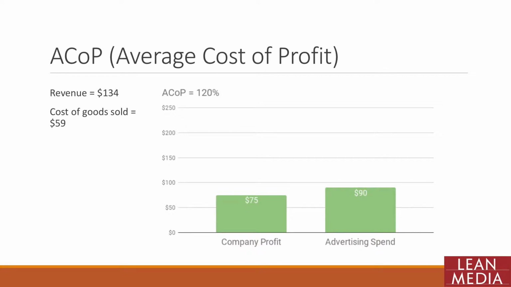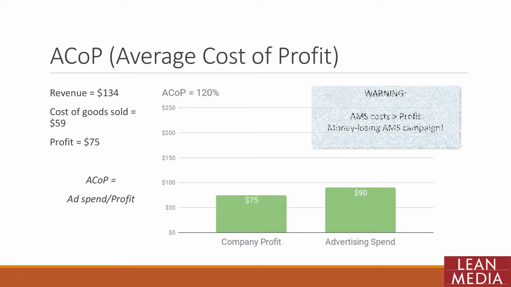Your company gets $134 in revenue, but the cost of the goods sold is $59. And let's assume that these costs include other operational costs to run your company, etc. So the profit that you're dealing with is $75, but you're spending $90. And if the average cost of profit is ad spend divided by profit, you get a figure of 120%. Warning, your costs are more than your profit, and this is basically a money-losing AMS campaign.